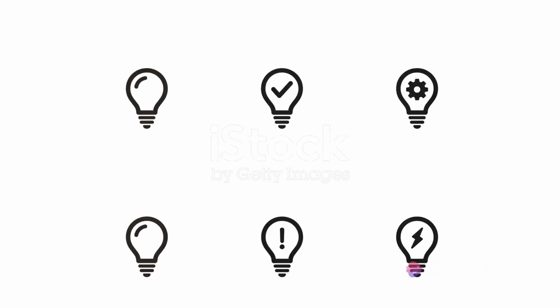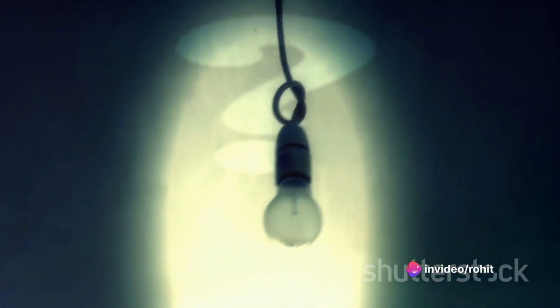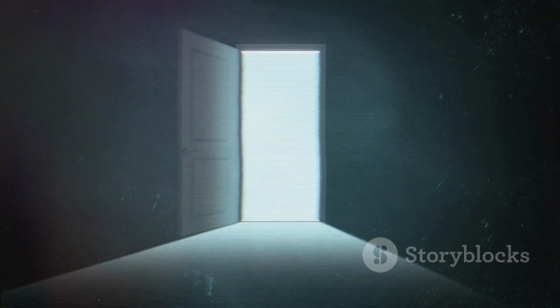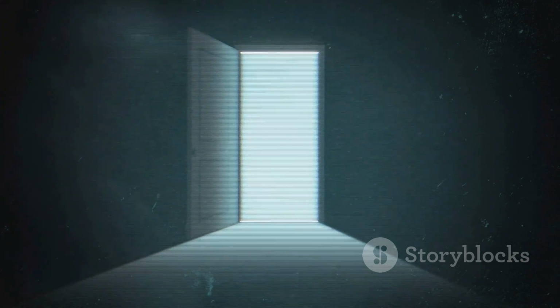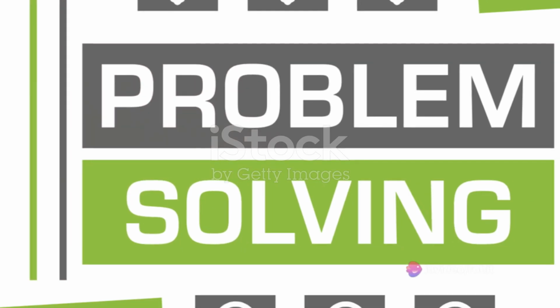Scene script. Imagine you're in a room with 3 light switches, each controlling a different light bulb in the room next door. You cannot see the bulbs from where you stand, and you can only enter the room once. How can you determine which switch controls which bulb?